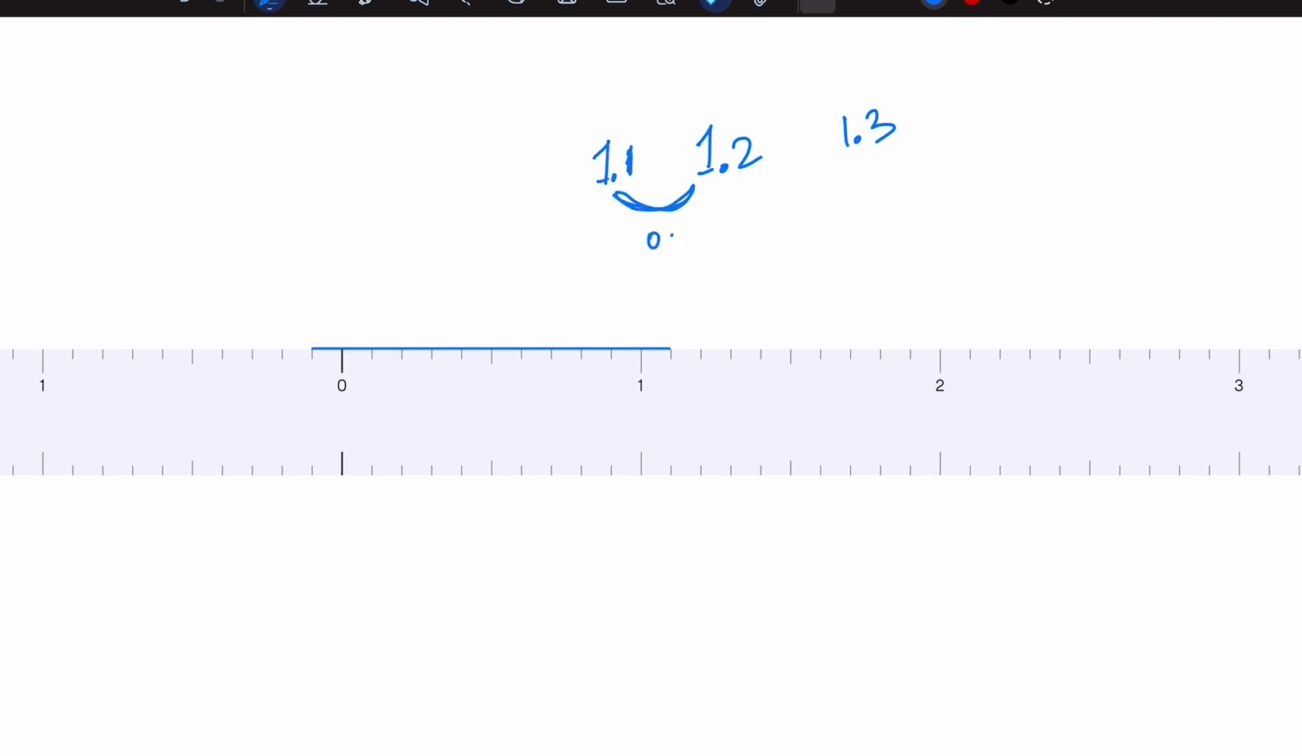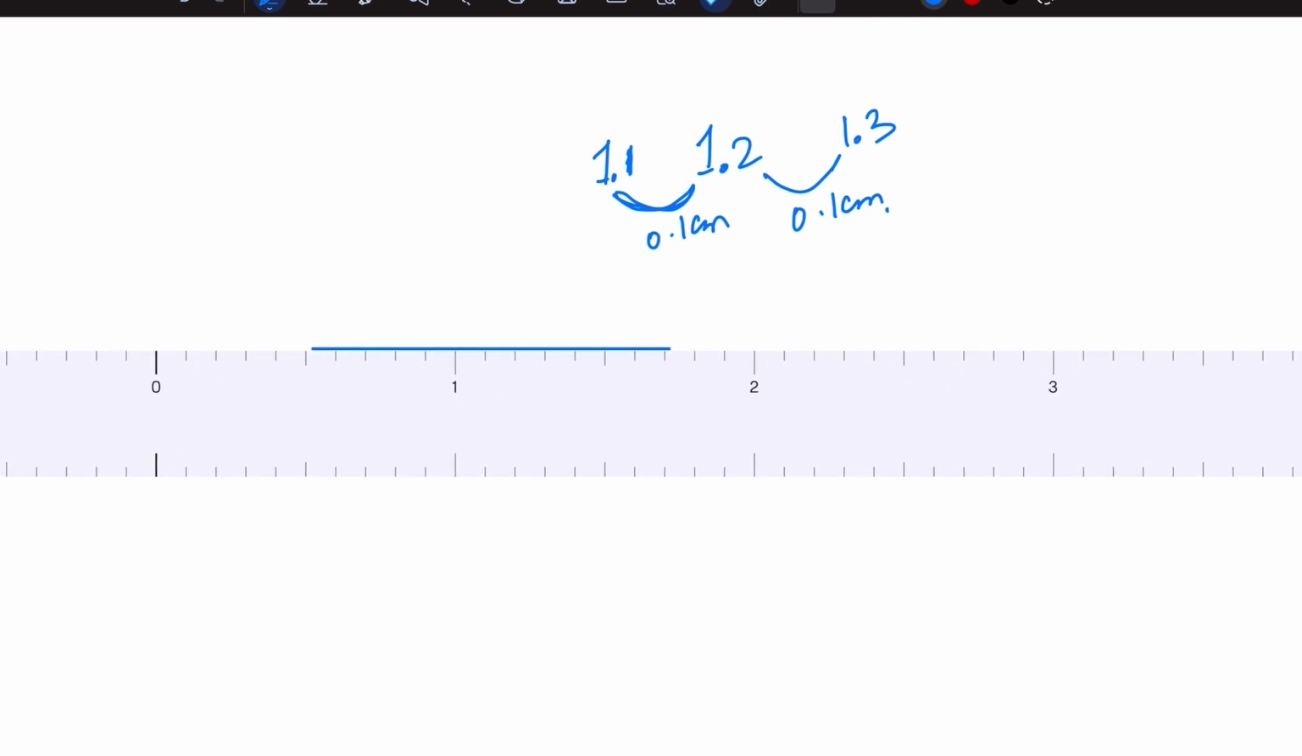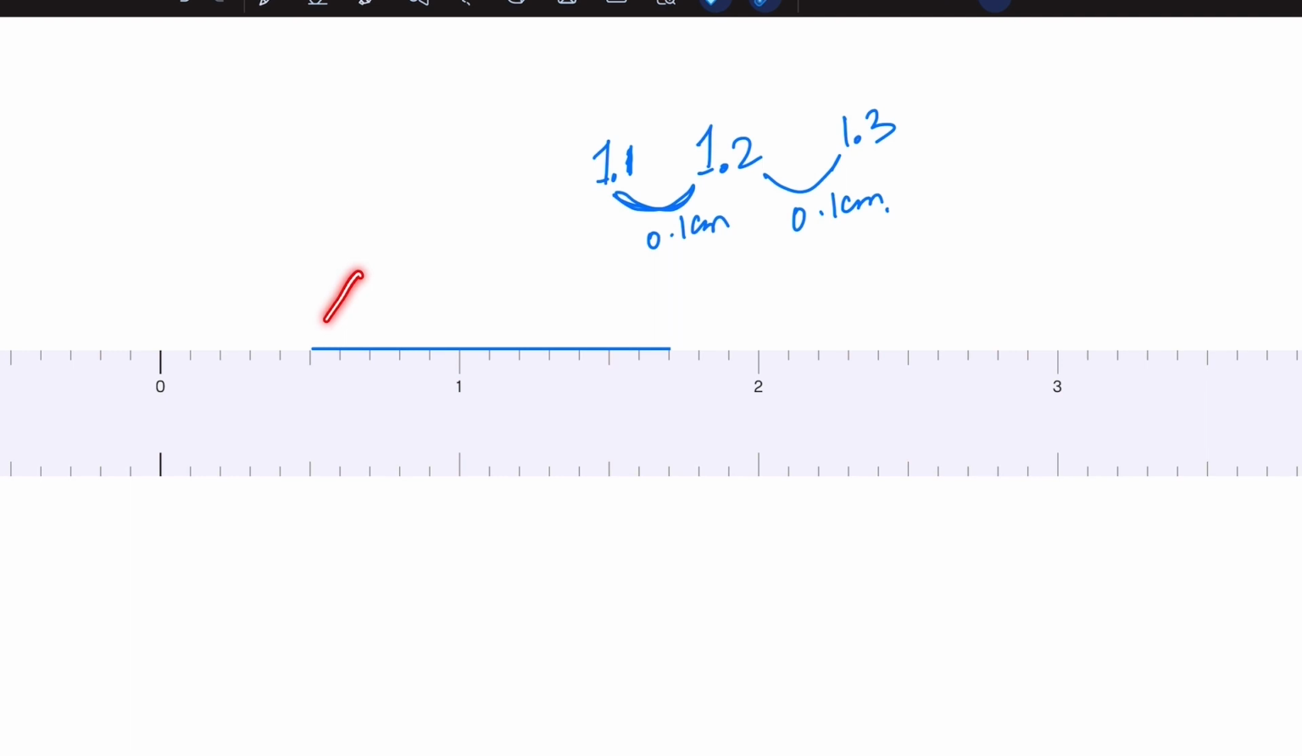So with the reasonable value, what is the error here? 0.1. The maximum possible error here is 0.1 centimeter. What if you thought this was the 0 mark, but the actual 0 mark was elsewhere, so you got 1.1?